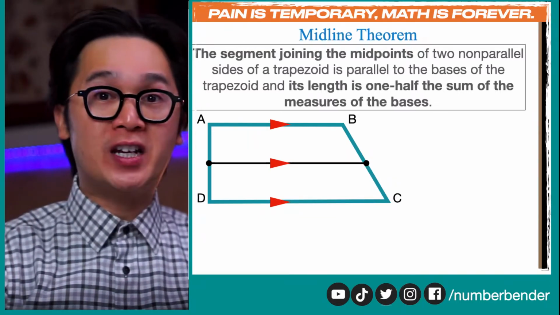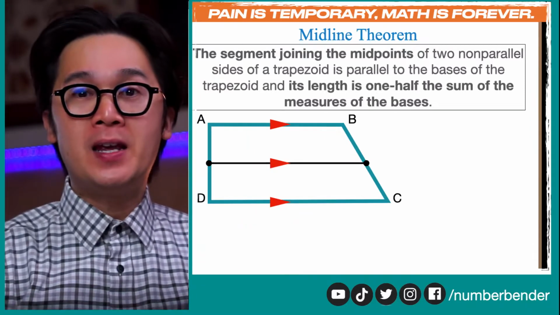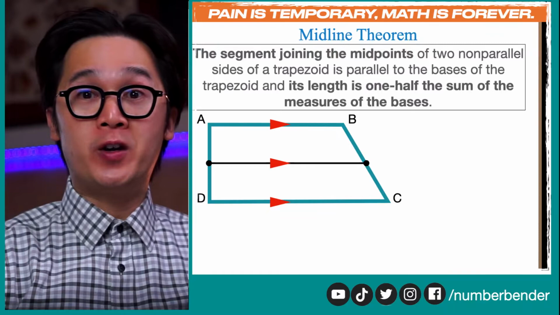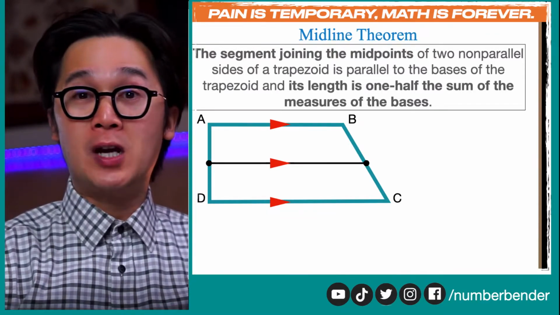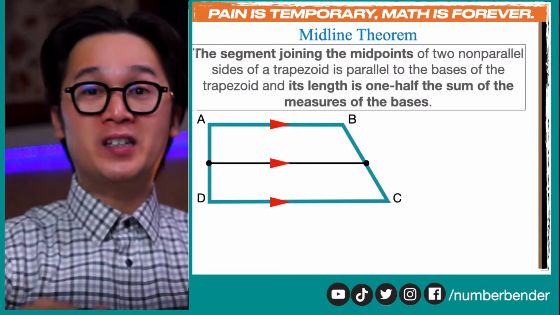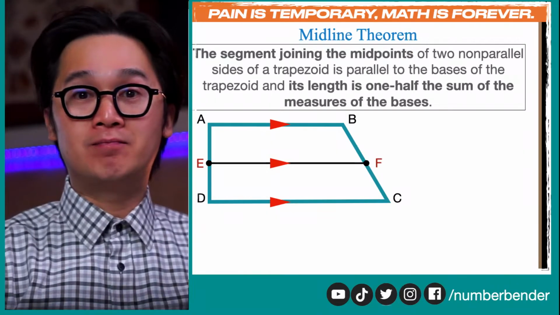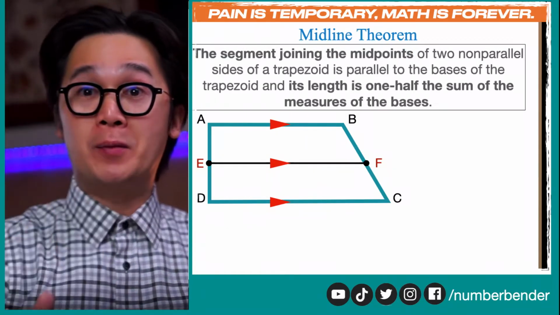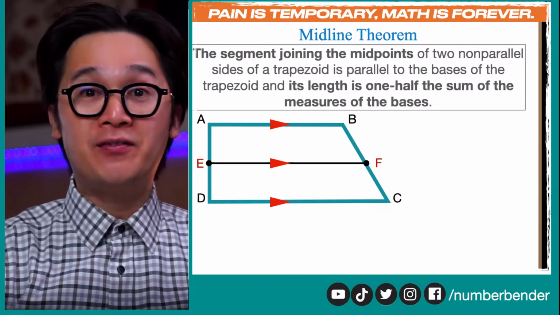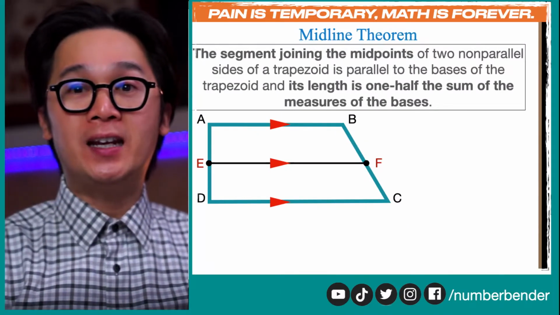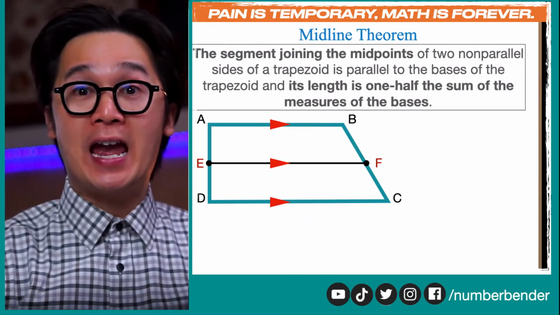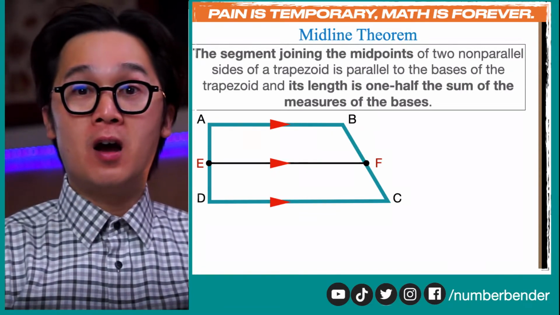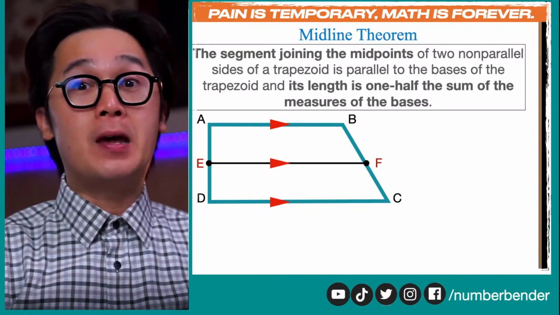So according to the definition, to be able to figure that out, the segment joining the midpoints of two non-parallel sides of a trapezoid is parallel to the bases of the trapezoid, which we are seeing right now. Let's call it line segment EF, and that is the first part of our midline theorem. And the second half of the midline theorem is telling us how to find the measurement of EF, which is its length is 1/2 the sum of the measures of the bases.